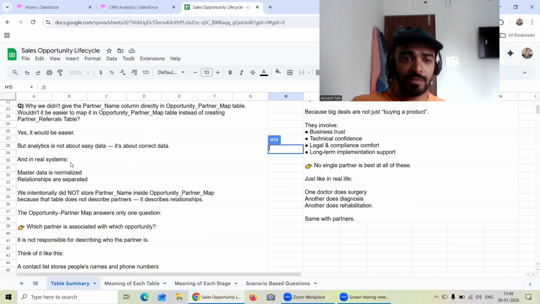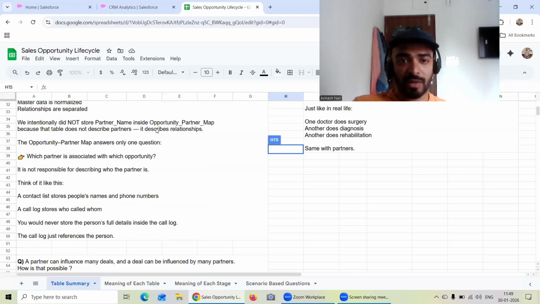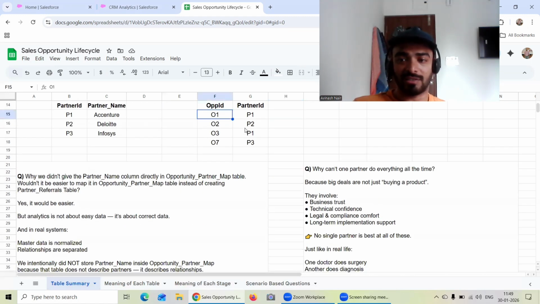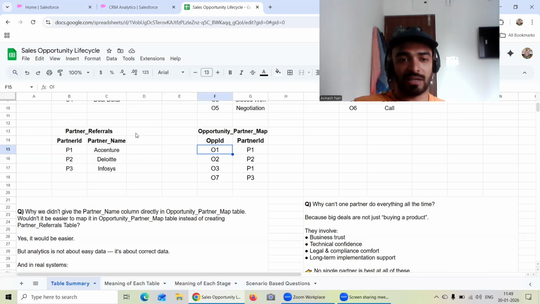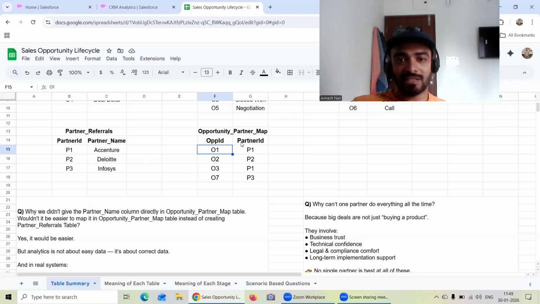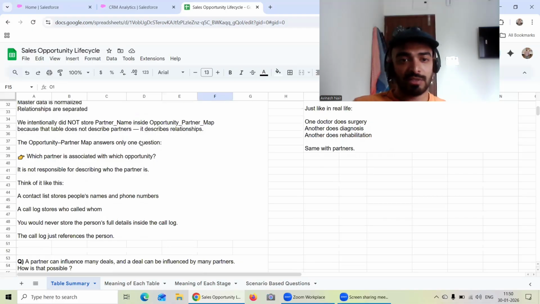In a real system, master data is normalized and relationships are separate. That's what I told you. That table just shows you the number of partners. We intentionally did not show partner name in opportunity partner because that table does not describe the partner, it describes the relationship. It just describes what relationship we have, and here it shows the complete partner, right? Opportunity partner answers only one question: which partner is associated with which opportunity? We are not concerned with the name. It's just mapping the ID part, and it is not responsible for describing who the partner is.